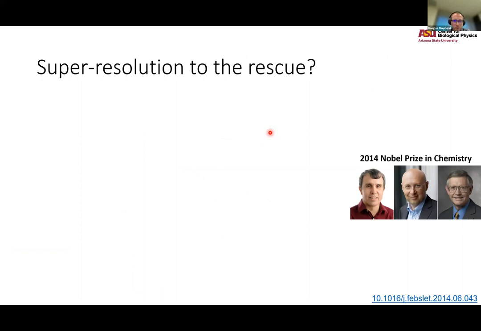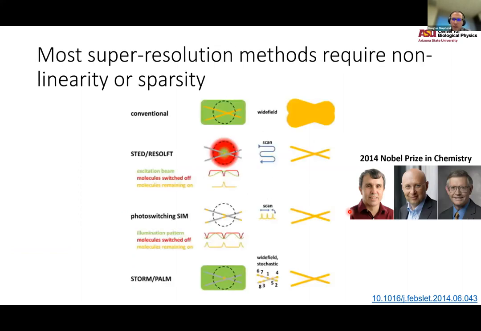And so the Nobel Prize was given to Eric Betzig, Stefan Hell, and W.E. Moerner in 2014 for this class of methods. There's many other scientists, obviously, who've contributed to it. And generally, the idea of super resolution is you're going to try and increase the resolution of the microscope by introducing some sort of nonlinearity or sparsity. So what do I mean by that?